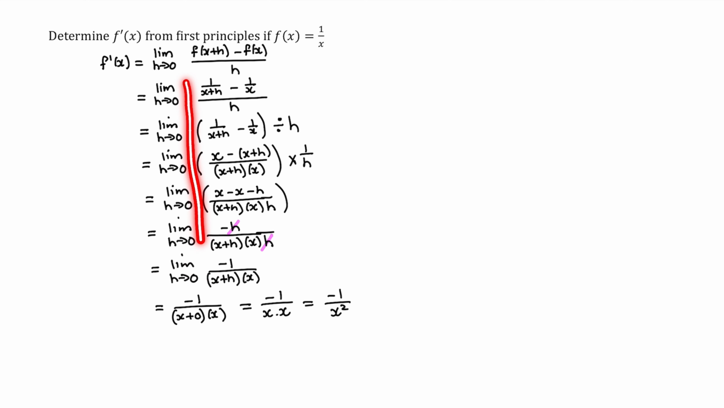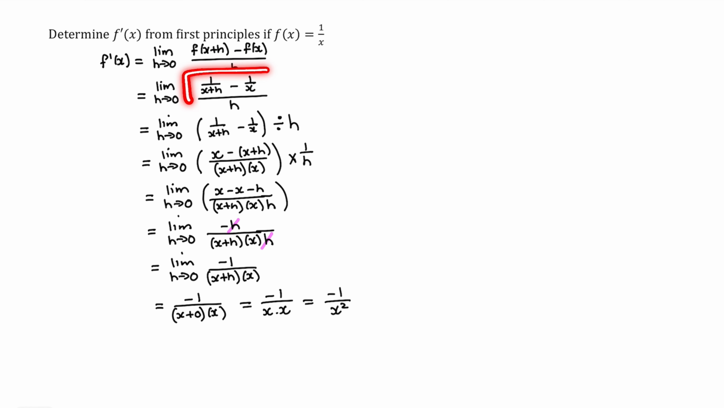Notice that I kept the limit in front up until I substituted h with 0. And also notice that I used keep, change, flip to get rid of the compound fraction, and my numerator, I simplified by writing it as one fraction. And that's how we find that first derivative.